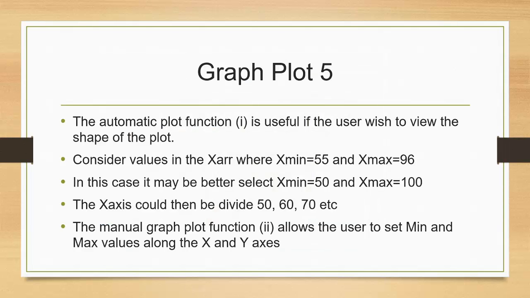The automatic function is useful if the user wishes to view the shape of a plot. But if you consider the case where we might have x min 55 and x max 96, it may be more convenient to use the values 50 and 100 and to divide the axis into little blocks of 10. So the manual plot function allows the user to set the limits of the x and y axes.